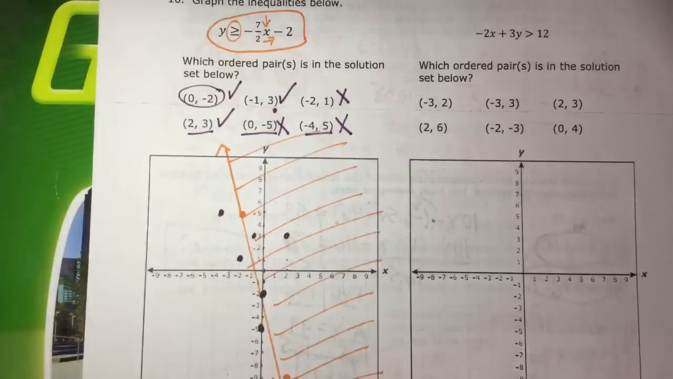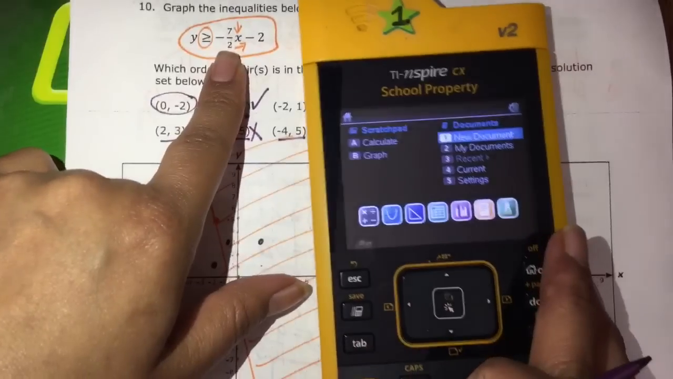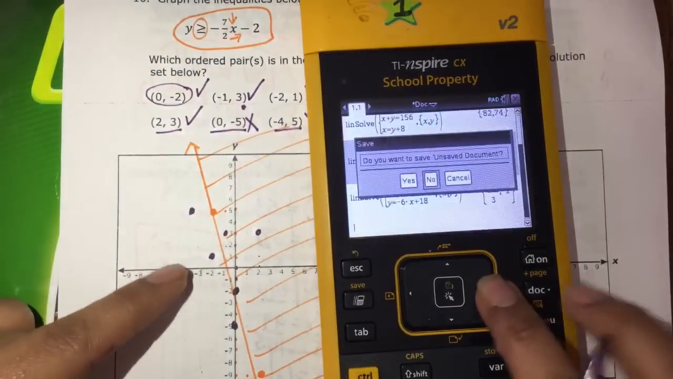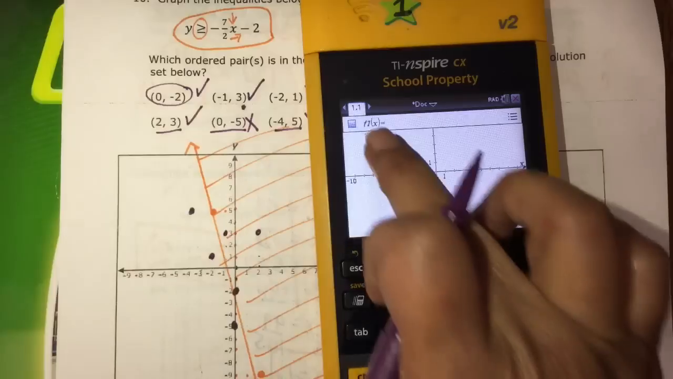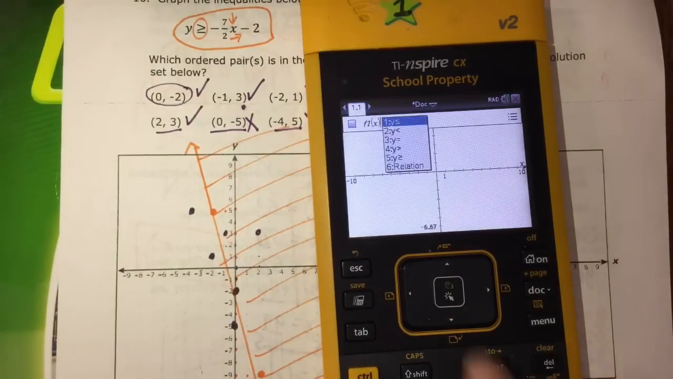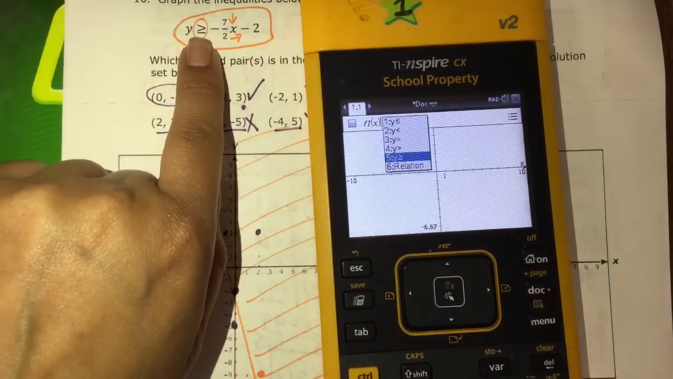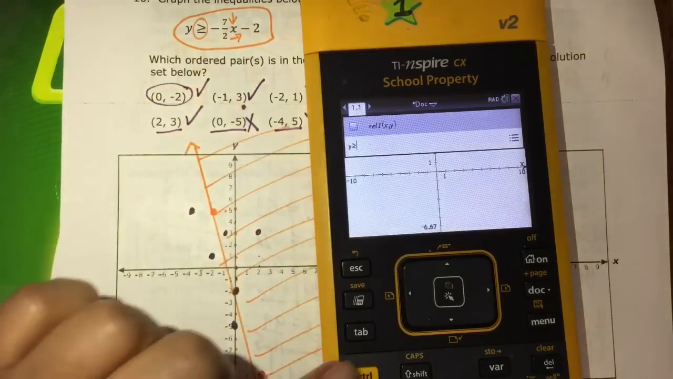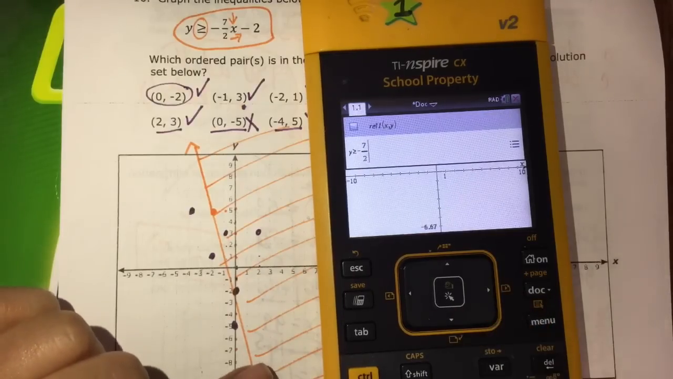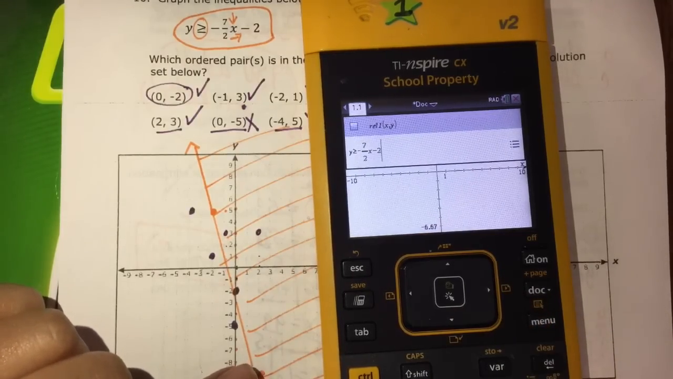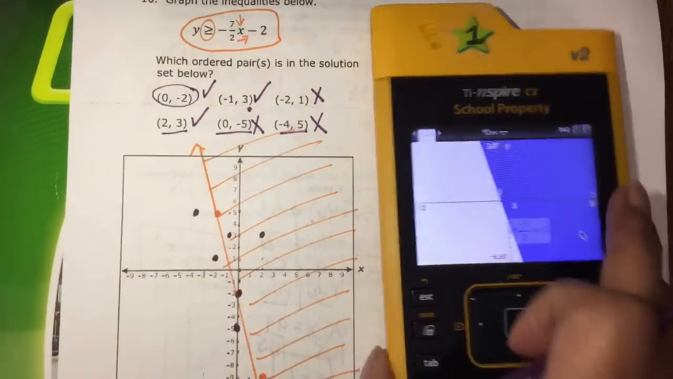Again, you can check it. Check your graph to see if it matches your equation, your inequality here, by going to add graphs. But you need to delete the equal sign, so you push delete, and you're going to select y is greater than or equal to, and then type in -7 over 2 x minus 2 and enter, and then there's your graph. It matches, so that's the answer.